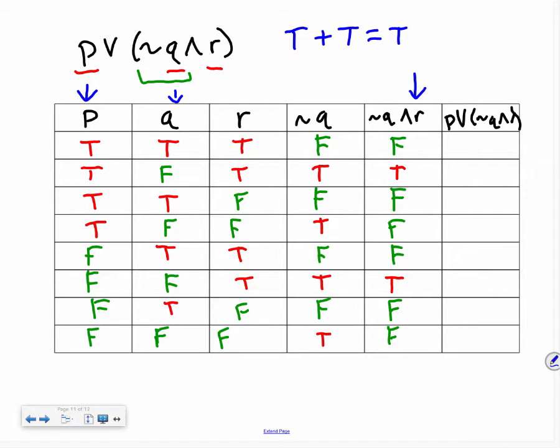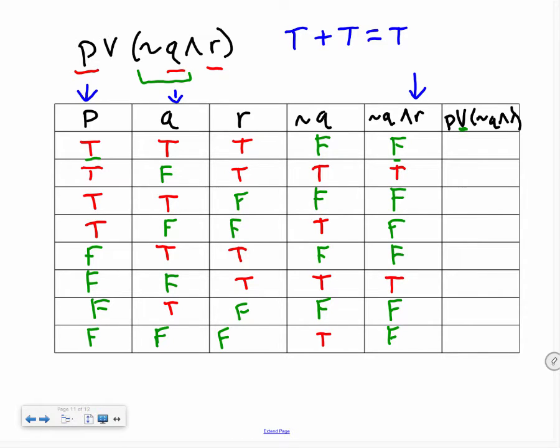And I need the information in this column. I'm going to take those two columns, and I'm looking for an OR. That means I only need one true in order to be true in the final column. So here I have a true and a false. That's going to be true.